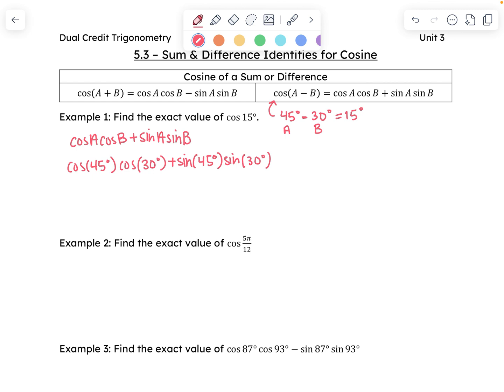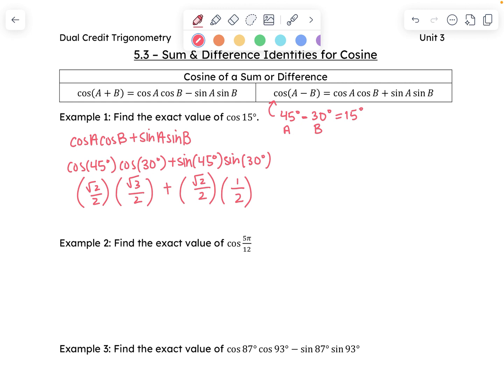So remember, your cosine is the x part of your point. The sine is the y part of your point. So the cosine of 45 degrees would be the square root of 2 over 2. And the cosine of 30 degrees would be the square root of 3 over 2, plus the sine of 45 degrees is also square root of 2 over 2, and the sine of 30 degrees is 1/2.